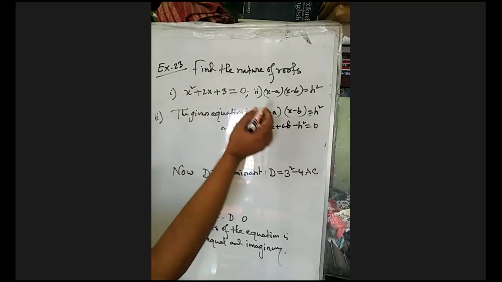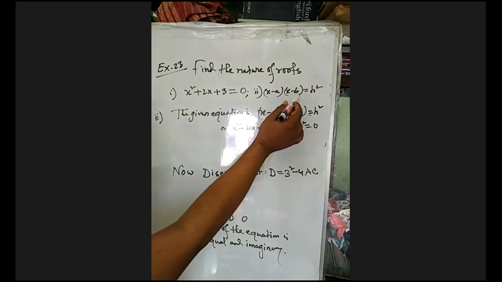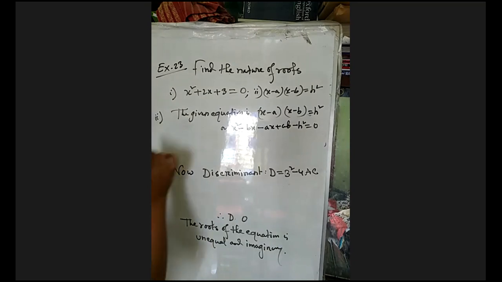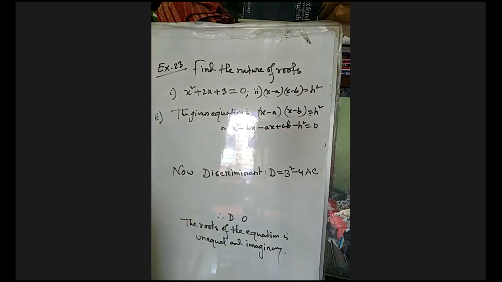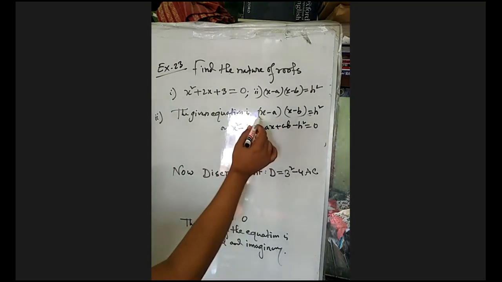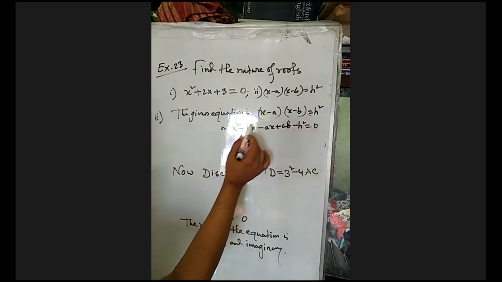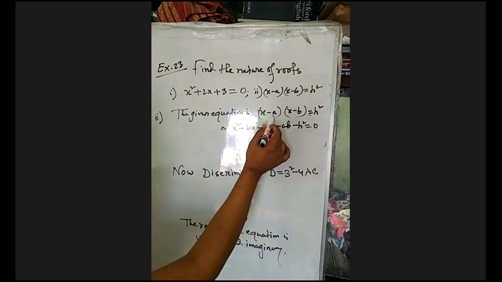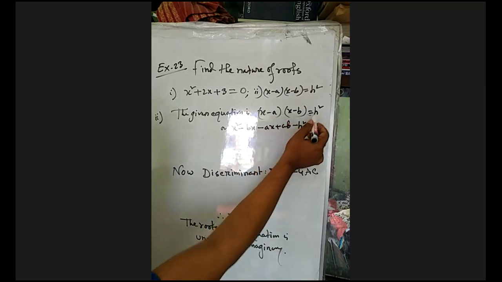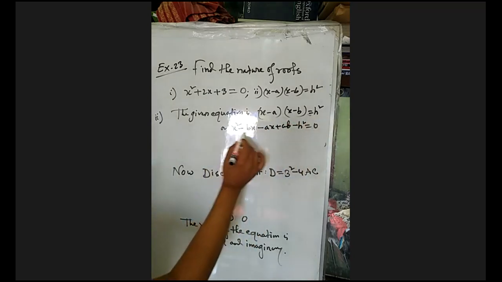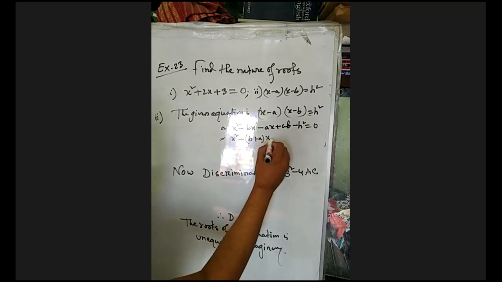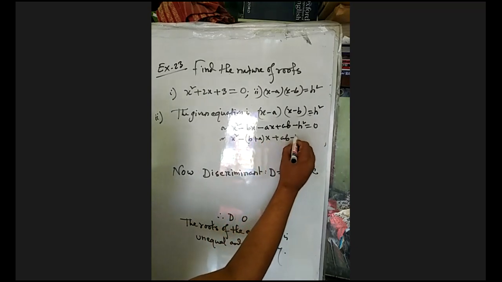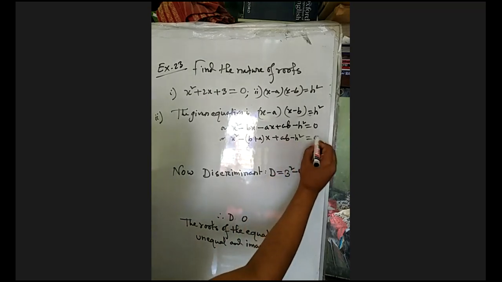Now to find the nature of the roots of the second one, x minus a into x minus b equal to a square. So number 2, the given equation is x minus a into x minus b equal to what? A square. Okay. So after multiplying x minus a into x minus b, what will it be? X square minus bx minus ax plus ab, then taking a square to the left hand side. So we can write like this. Now taking x common, x square minus x common, b plus a into x plus ab minus a square equal to 0.